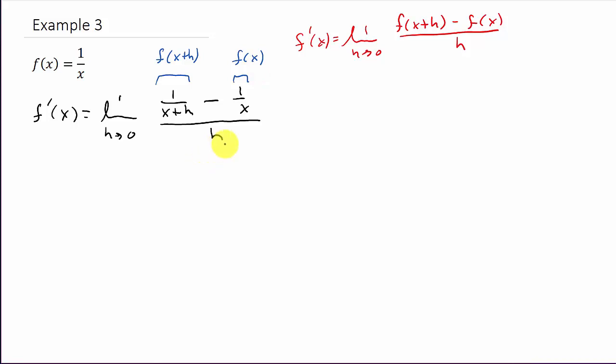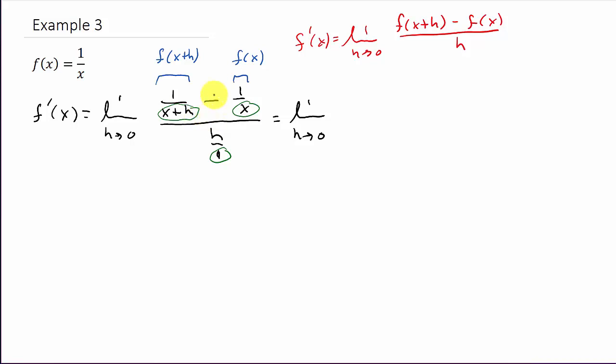Alright, so now the fun part, we need to simplify this thing. So all this is a complex fraction. Okay, so we can look at it as the h being over 1. See that? So remember, what you'll do is you'll look at all the denominators, and we'll get a common denominator, which is x times x plus h. So this is equal to the limit as h goes to 0.